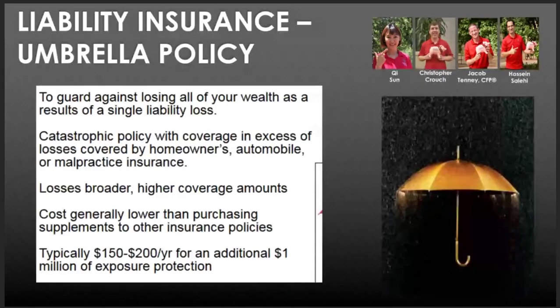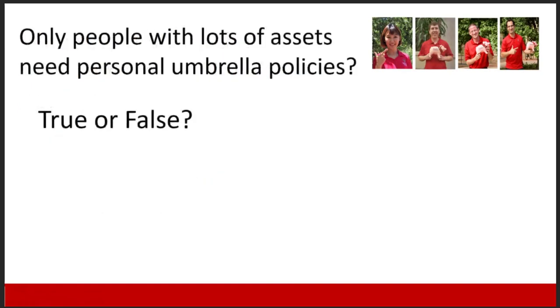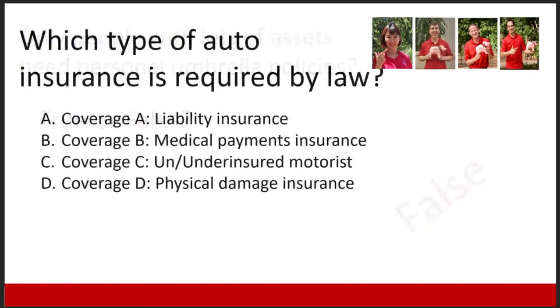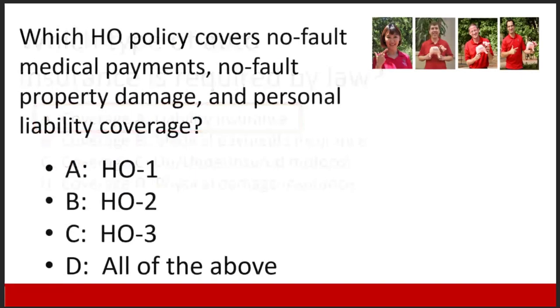All right, let's do some questions real quick. Who sets the limits on minimums for liability on auto policy? Is it federal law, state law, insurance company's choice, or insured's choice? That is right, it is state law. Very good. Only people with lots of assets need personal umbrella policies, true or false? That's false. Which type of insurance is required by law? Liability. Good, we're on a roll here.